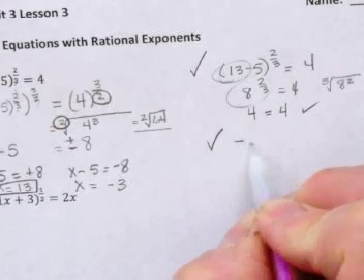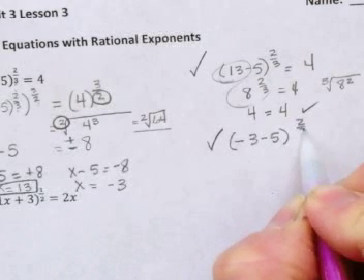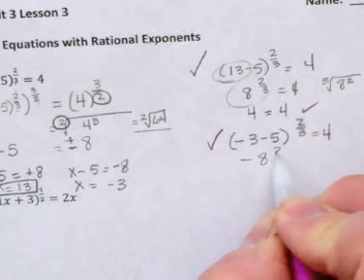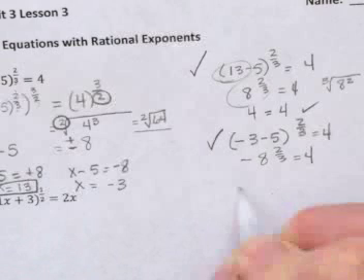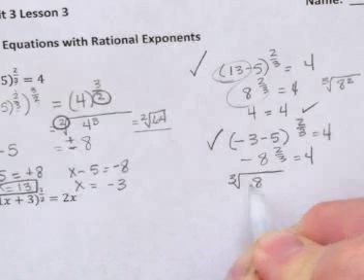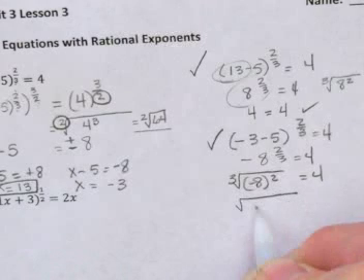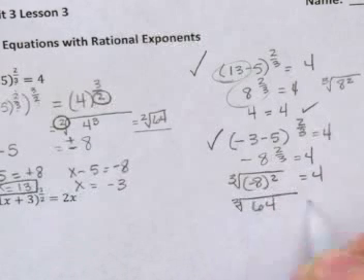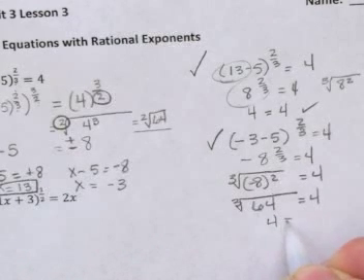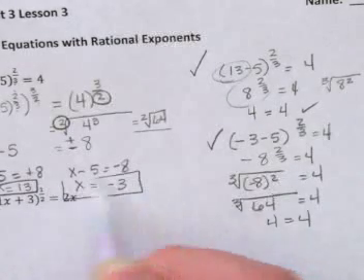Let's check the negative 3 now. Negative 3 minus 5 to the 2/3 power is equal to 4. So that means I'm taking negative 8 to the 2/3 power, and let's rewrite that as the 3rd root of negative 8 squared. And again, negative 8 squared is positive 64, and when I take the 3rd root of positive 64, I get 4. So both of my answers check.